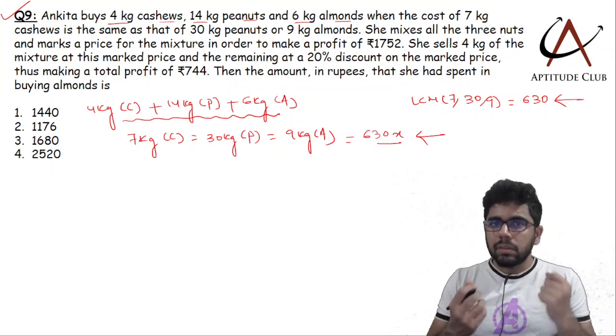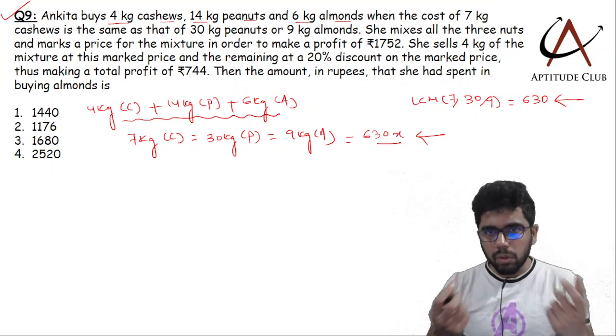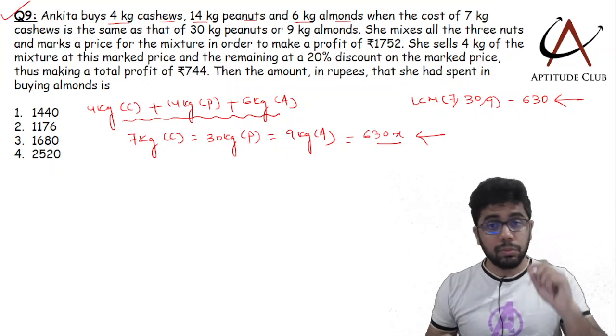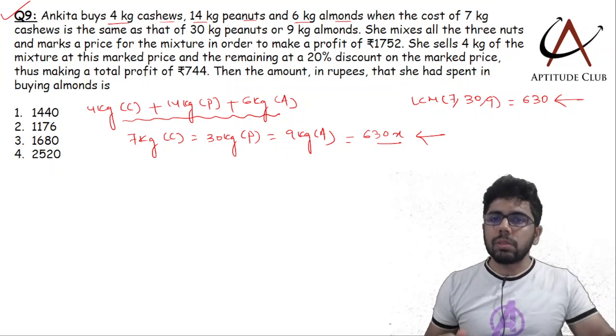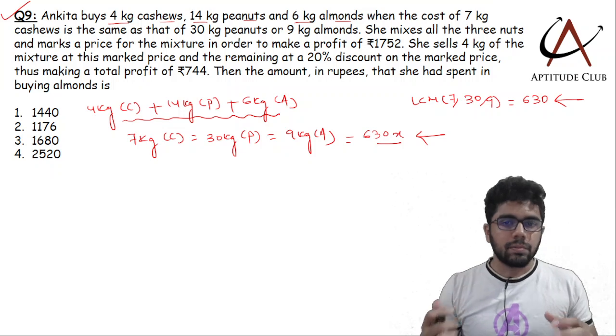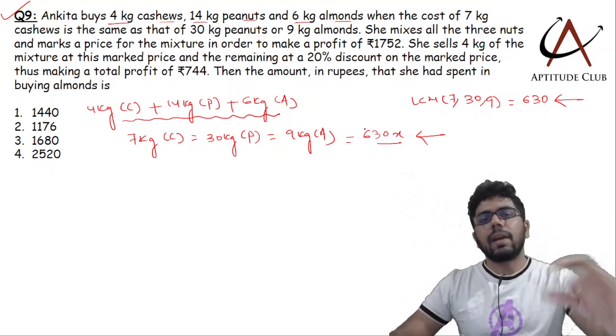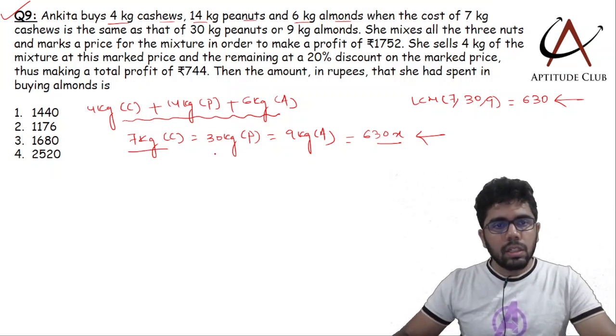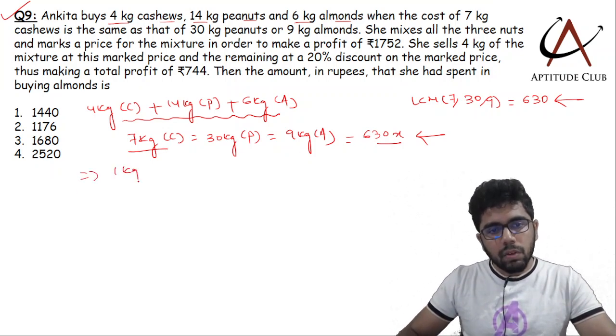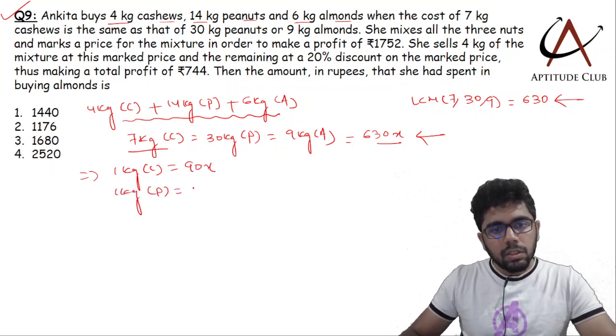So let us take a number. अगर assume कर ही सकते हैं, this is a very important skill that you need to learn while solving questions. If you can assume, why not assume something which will make your calculations easier? तो ये लेने से फायदा क्या हुआ देखो. 7 kg like cashews का cost is 630x. So that means I can say 1 kg cashew, the cost price is like 90x. Similarly, 1 kg peanut, the cost price is 21x, and 1 kg almond, the cost price is like 70x.